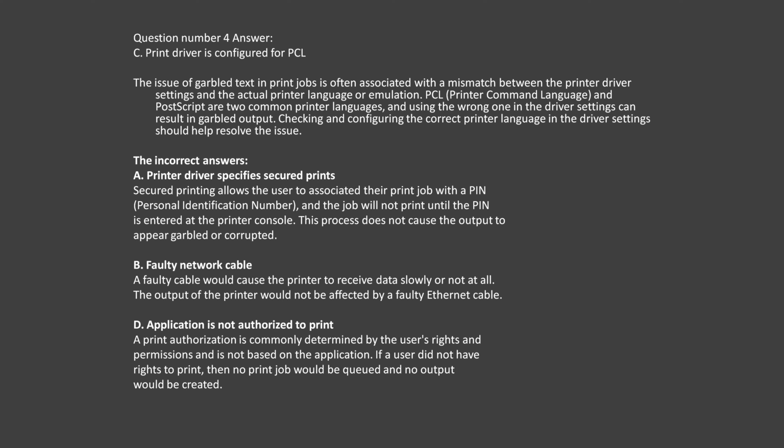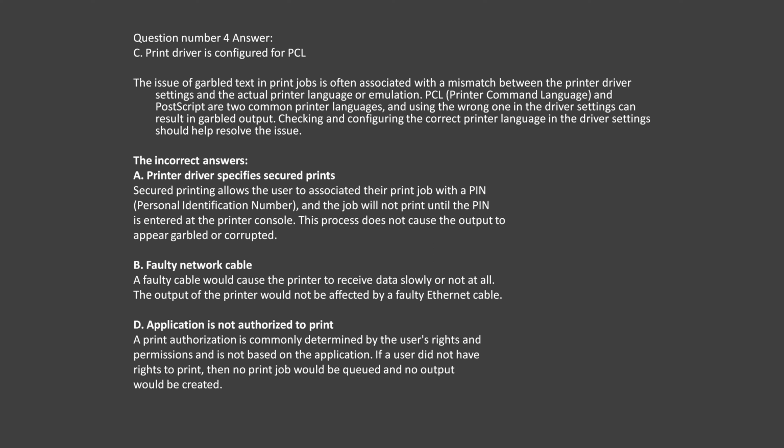The incorrect answers: option A, printer driver specifies secured prints. Secured printing allows the user to associate their print job with a PIN, personal identification number, and the job will not print until the PIN is entered at the printer console. This process does not cause the output to appear garbled or corrupted. Option B, faulty network cable. A faulty cable would cause the printer to receive data slowly or not at all. The output of the printer would not be affected by a faulty Ethernet cable.